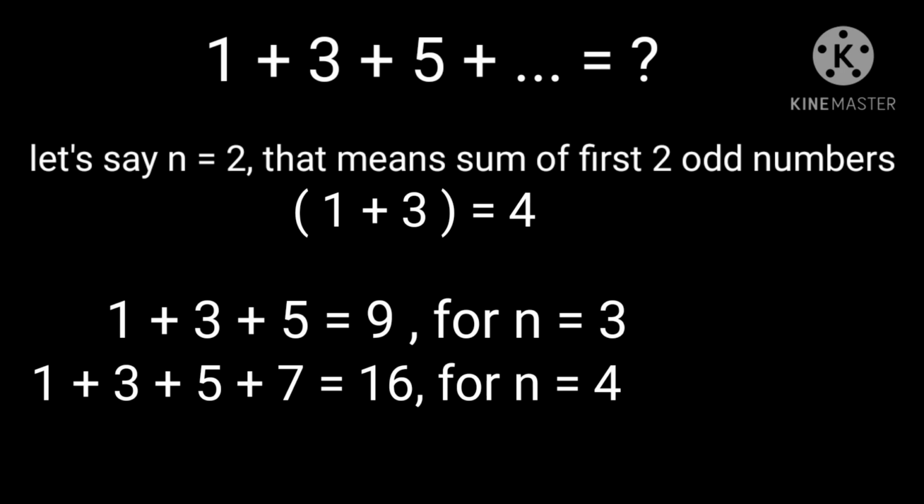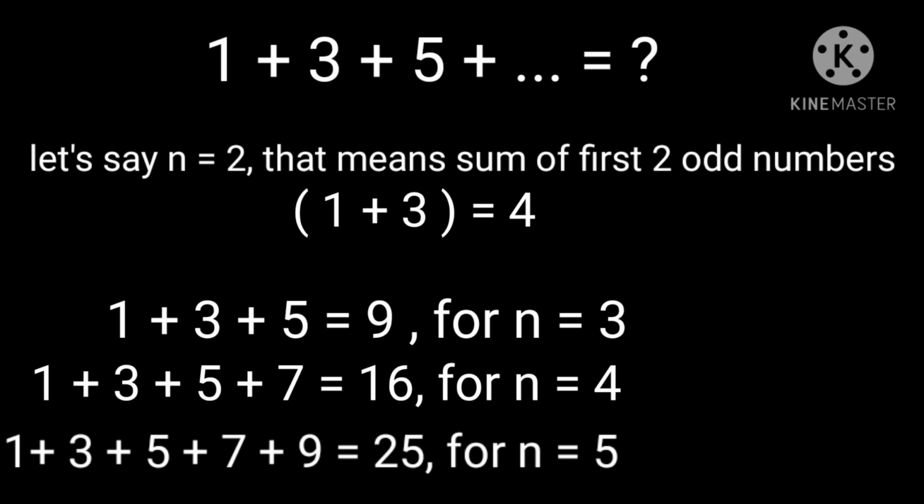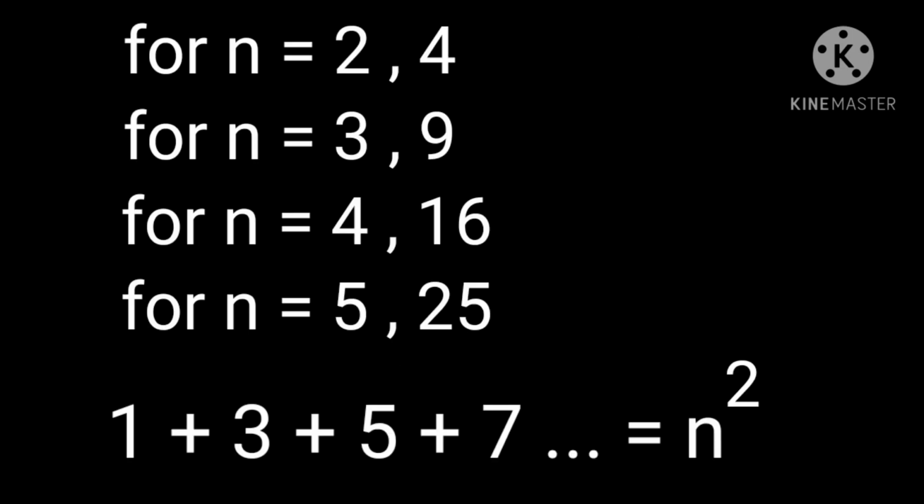Let's observe the answer for n equals 4. 1 plus 3 plus 5 plus 7 equals 16. And for n equal to 5, the answer is 25. We can clearly see that for n equal to 2, the answer is 4. And for n equal to 3, the answer is 9 and so on.